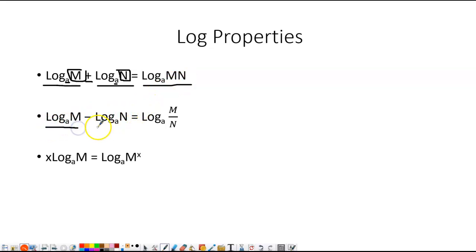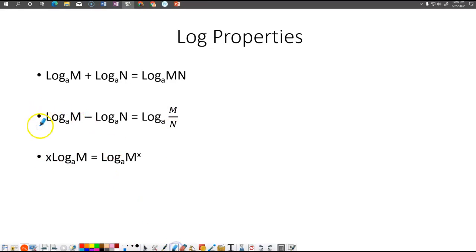Or if you have 2 logs that are just being subtracted, in that case you will divide the arguments. Whichever one is first is the one that goes on the top. So log m minus log n becomes log of m divided by n. And if you ever have a log that is being multiplied by a number, that number can be rewritten as an exponent on the argument. Okay, and so those are our 3 log properties that we're going to use for the next set of problems we'll work on.